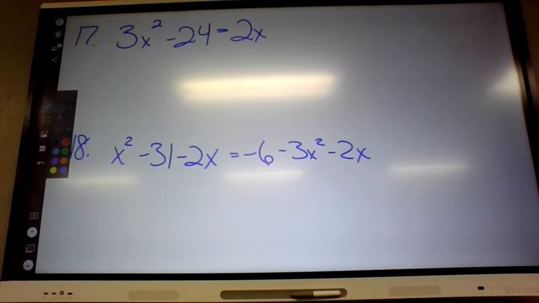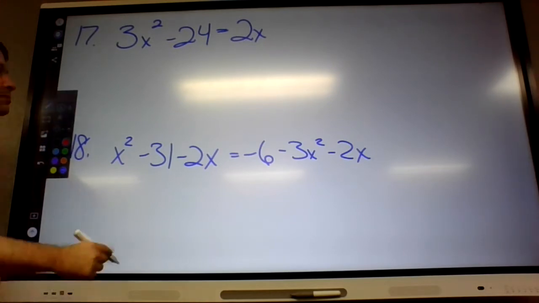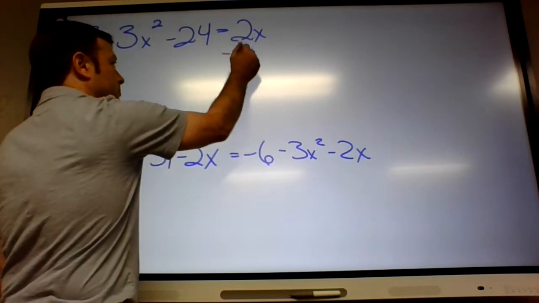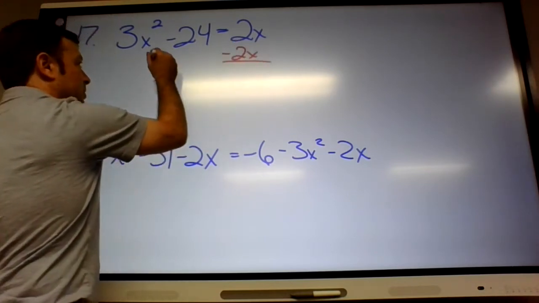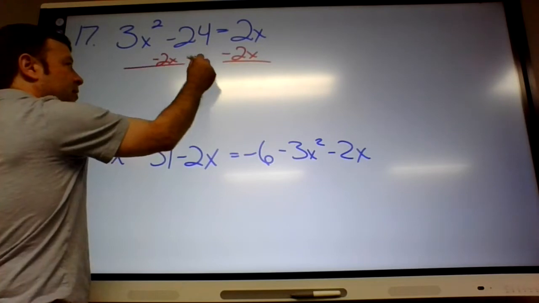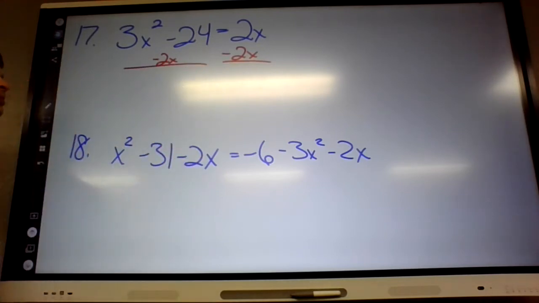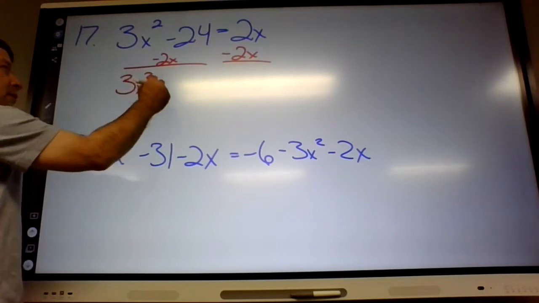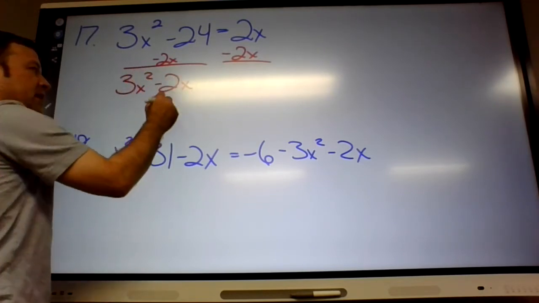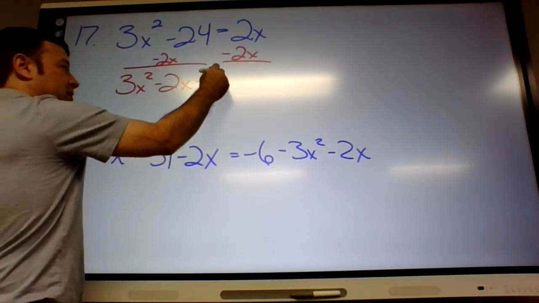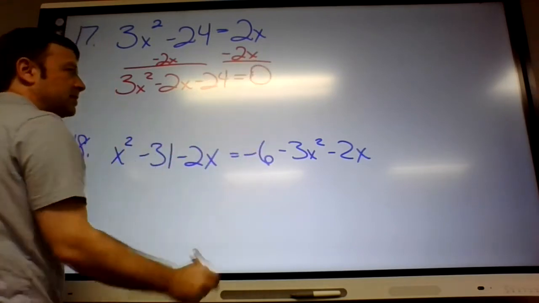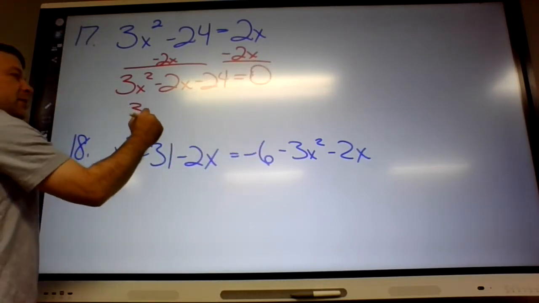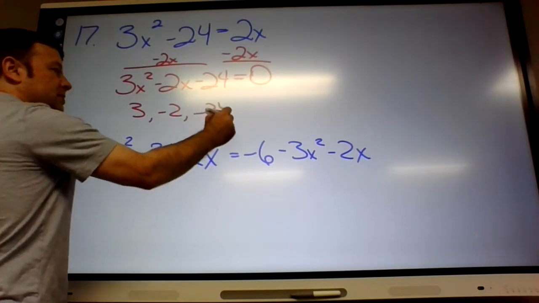What should be done first on 17? A lot of you that got this wrong on the quiz did not put it in the correct order. The order is the x squared term first, and then the x term, and then the constant. And that's your A, B, and C.